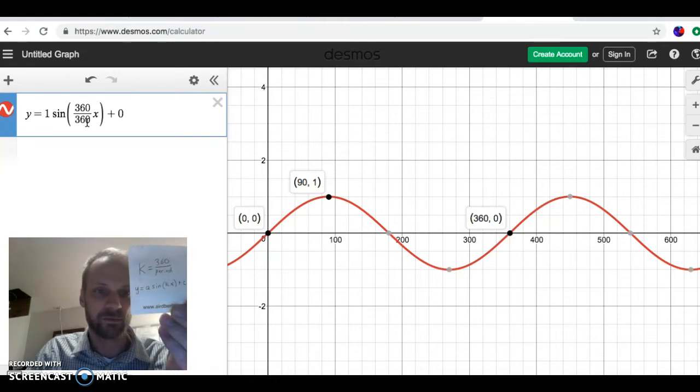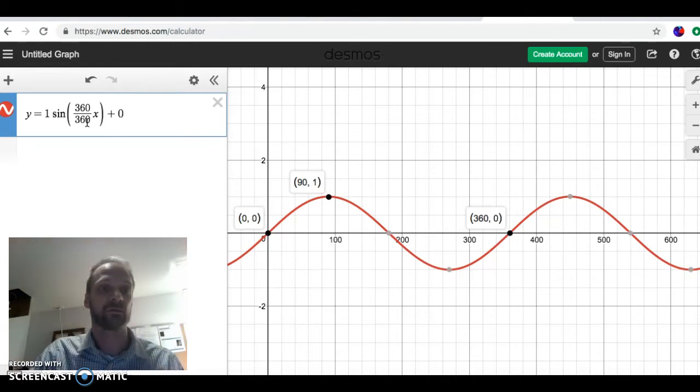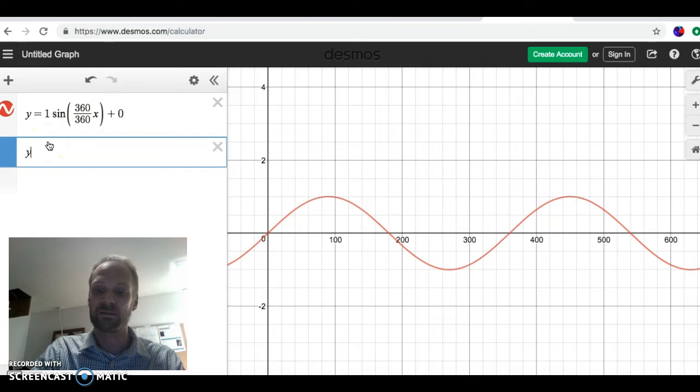K equals 360 divided by period. Because this is a normal graph, the period is also 360, and so we just make that K 360 over 360. It becomes a 1 and disappears. So that is why these are the same thing, because there's the 1.